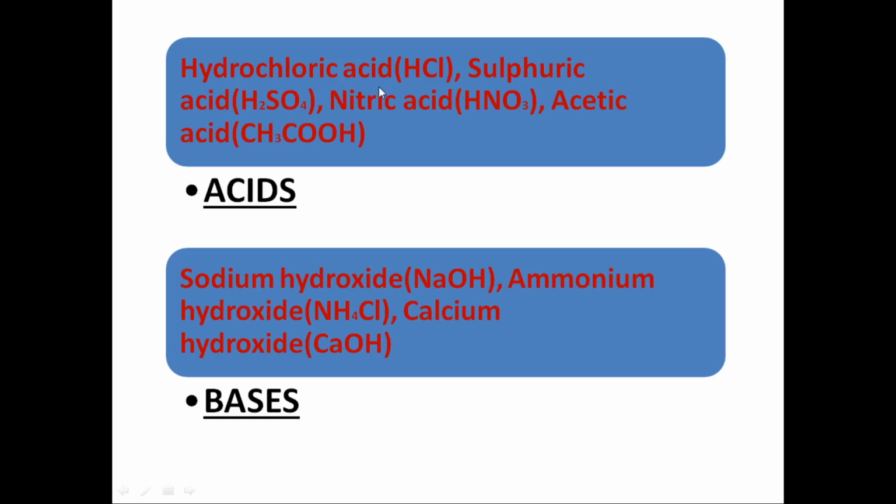So these are hydrochloric acid, the formula is HCl, sulfuric acid, H2SO4, nitric acid, HNO3, acetic acid, CH3COOH. So you need to memorize all these things. Okay, next bases are sodium hydroxide NaOH, ammonium hydroxide NH4OH, calcium hydroxide Ca(OH)2. So you just memorize these things for your basic knowledge. In the next class, in higher class, you will study about these things better.